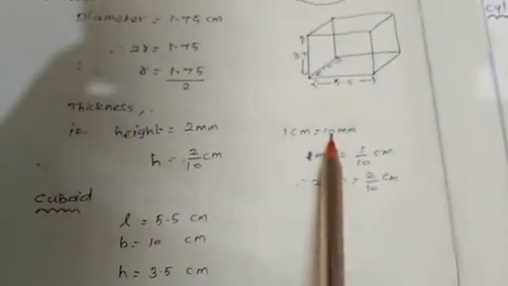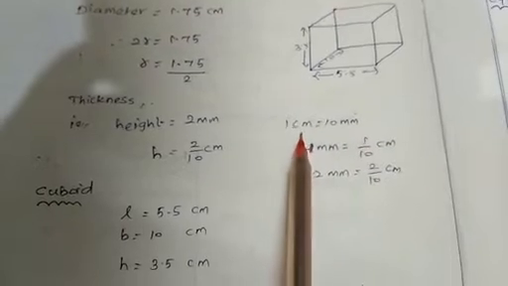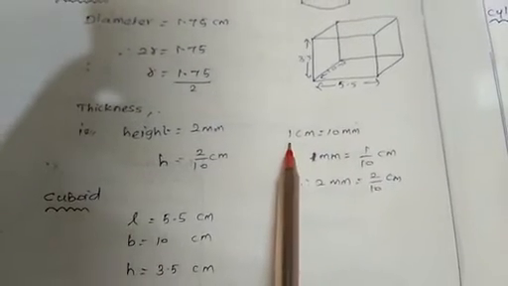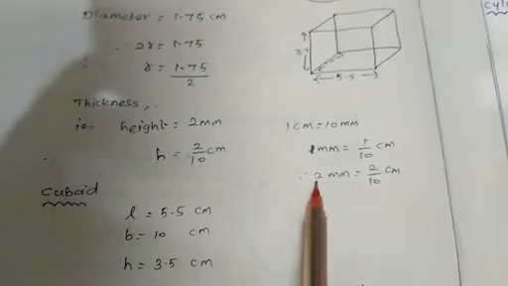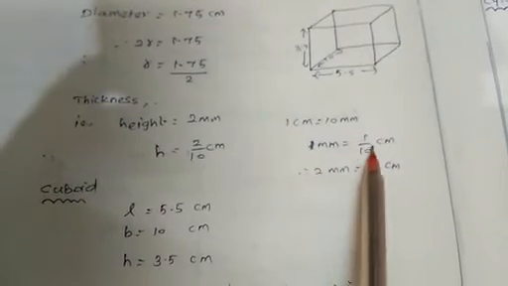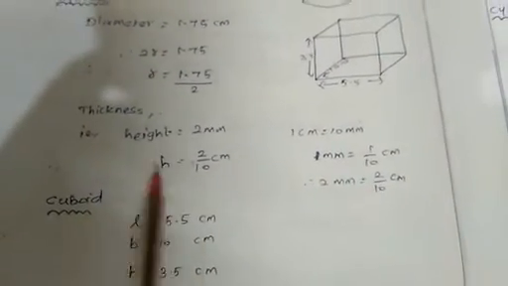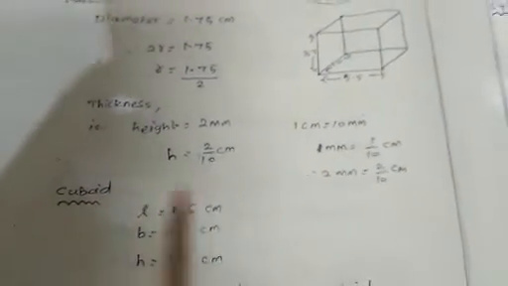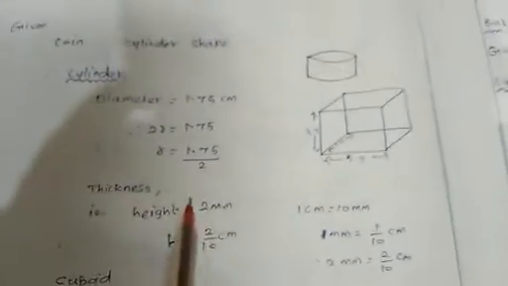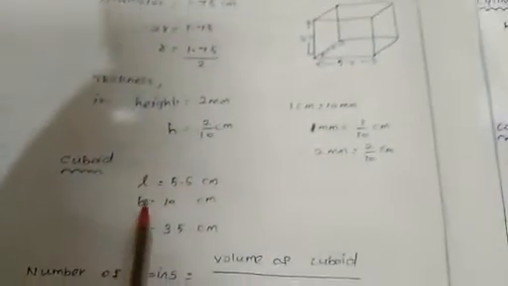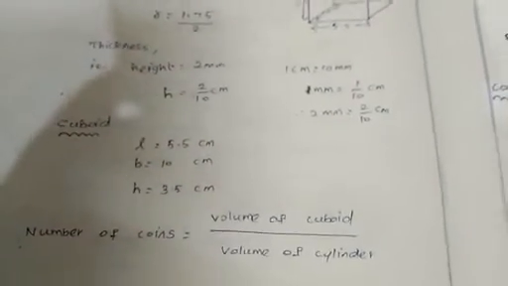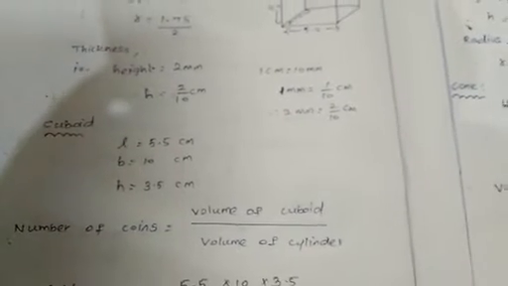Here 1 centimeter equal to 10 millimeter. That is 1 millimeter equal to 1 by 10 centimeter. We need to divide here. So 2 millimeter equal to 2 by 10 centimeter. That is thickness. That is height. Height 2 by 10 centimeter. Just divide your given millimeter value by 10 to convert into centimeter. Now cuboid length and breadth are given. So we are going to find the number of coins.